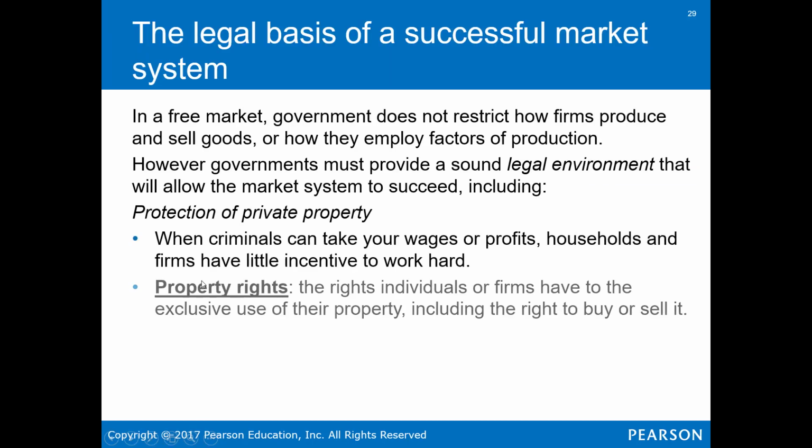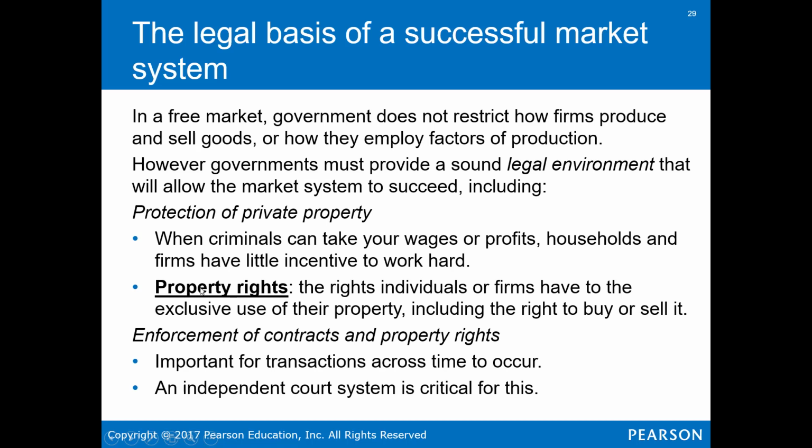In a free market, government does not restrict how firms produce and sell goods, or how they employ factors of production. Now, we do actually restrict. We have a minimum wage, which is a restriction, which sometimes skews the marketplace. However, governments must provide a sound legal environment that will allow the market system to succeed. One of these important things is protection of private property. When criminals can take wages or profits, households and firms have little incentive to work hard. Individuals or firms must have exclusive use of their property, including the right to buy or sell.